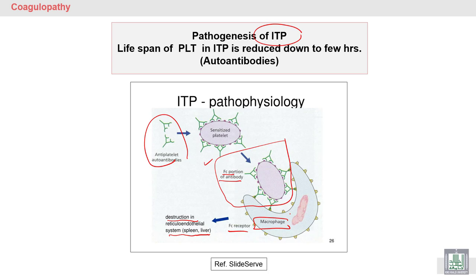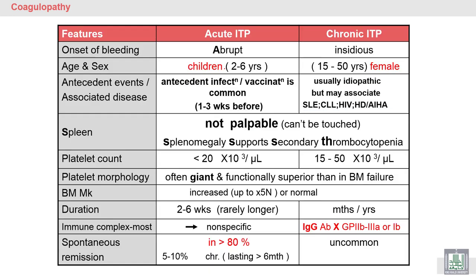Lifespan of platelets in ITP will be decreased to a few hours instead of days due to the autoantibodies. We have two types of ITP: acute ITP and chronic ITP. The most prominent features of acute ITP is that it occurs most commonly in children and is preceded by infection or vaccination, and in more than 80% of patients there is spontaneous remission, resolving or healing without even treatment. The antibodies against the platelets are non-specific. This is the very important feature or criterion of the acute ITP.